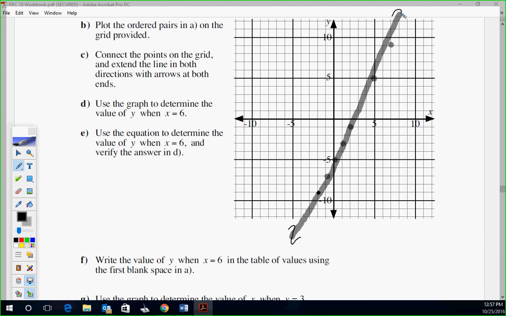Use the graph. Extrapolate? Okay. Use the graph to determine the value of y when x is 6.